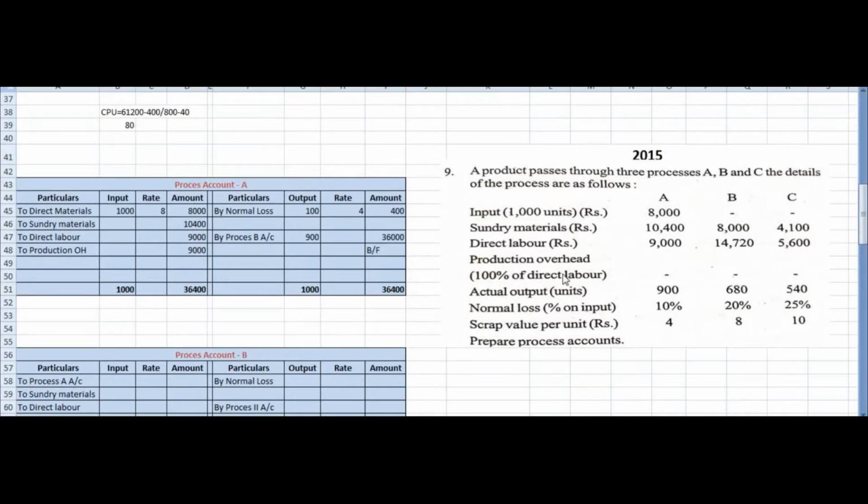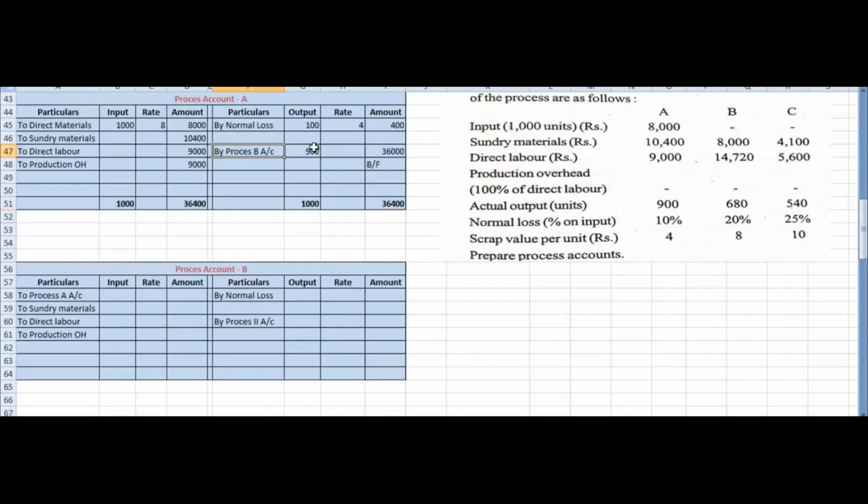Okay. Next, this column is put here now. So by process B to process C, how much? 900. Its rate, how much comes? You have to find like this: 36,000 divided by 900. I think 40. So 40 here. Then the total is how much? 36,000. Okay. Next you find the sundry material.